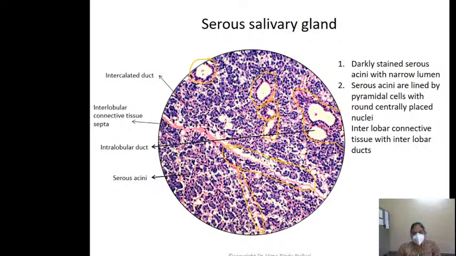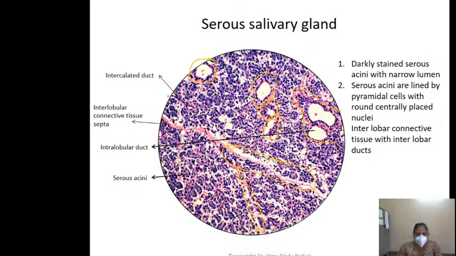The ducts you see here, a number of ducts, are lined by either simple cuboidal epithelium or stratified cuboidal epithelium. You can see this is the stratified cuboidal epithelium. How do you identify the stratified epithelium? By means of their nuclei, the number of nuclei. Here you see two layers of nuclei. This is a stratified cuboidal. This is a simple duct here. Here is also a simple duct, an intralobular duct. And these intralobular ducts will join to form the interlobular ducts, and these will join the main salivary duct here.